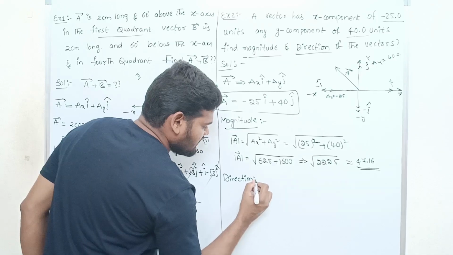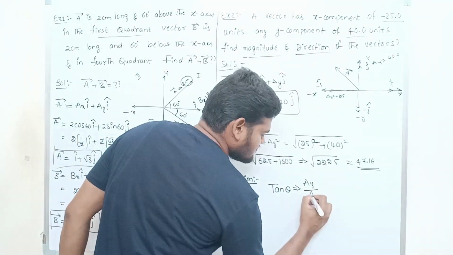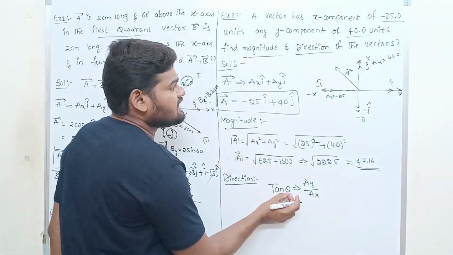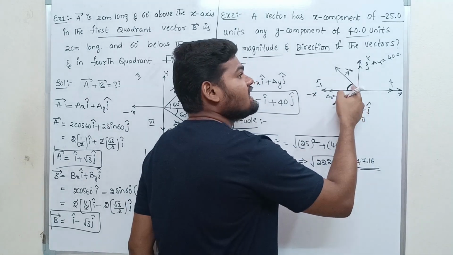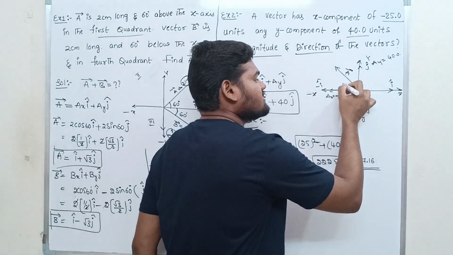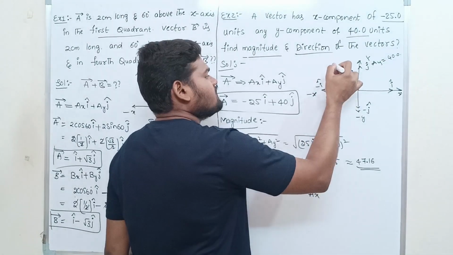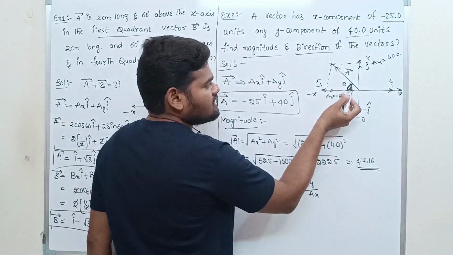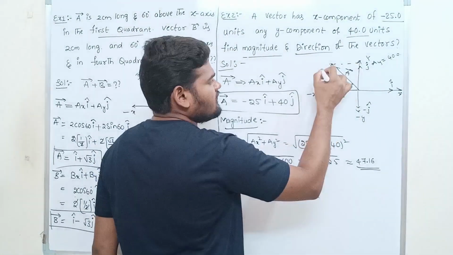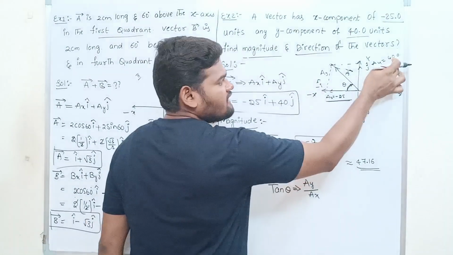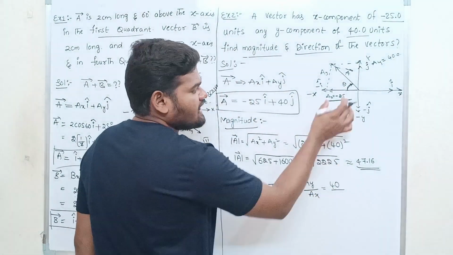To find the direction, we have the formula. What is that? Tan theta is equal to ay by ax, where theta is the angle made by the negative x-axis with the a bar vector. Have a look. If you draw the perpendicular lines like this, the side opposite to the angle theta is nothing but the ay component. The value of ay is 40, divided by the value of ax.